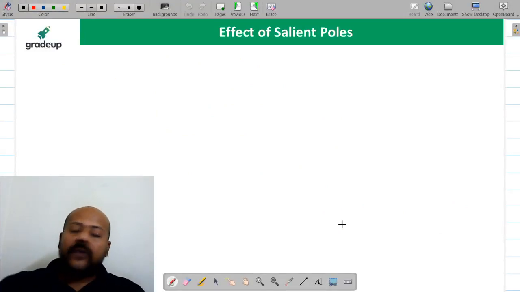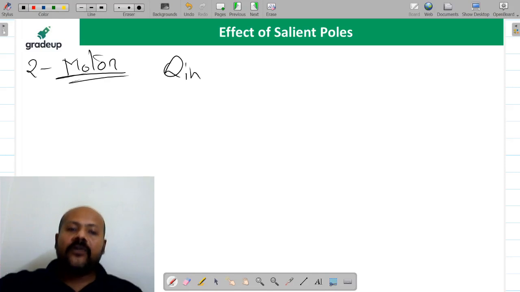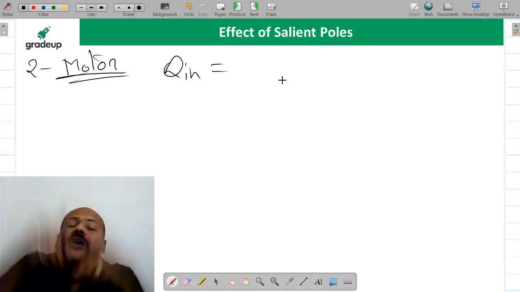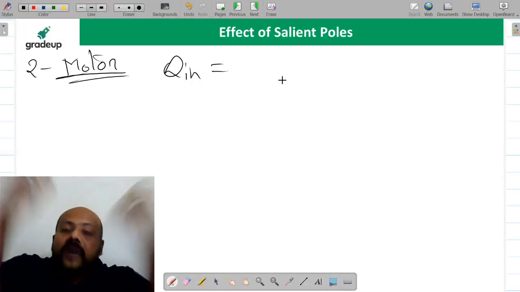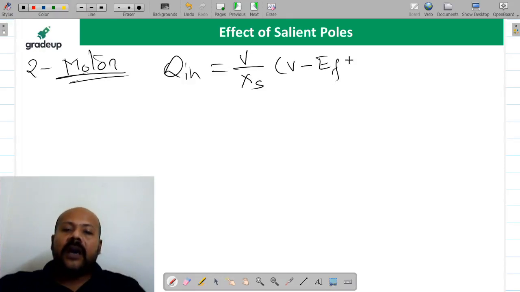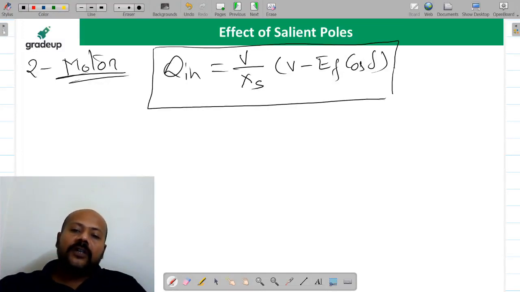Now beta, we are going to write for the synchronous motor. Now for the synchronous motor, instead of writing Q out, I am writing Q in, because now your motor is going to consume power. As a motor, you are supposed to consume power. So I am writing Q in. What is the expression for Q in? You can see it beta, it is going to be V upon XS, V minus EF cos del. I hope it is clear to all of you. So this is the expression for Q in case of synchronous motor.